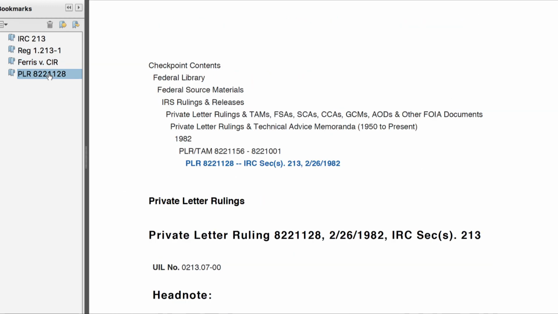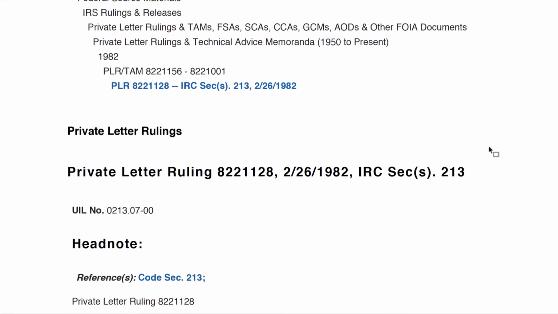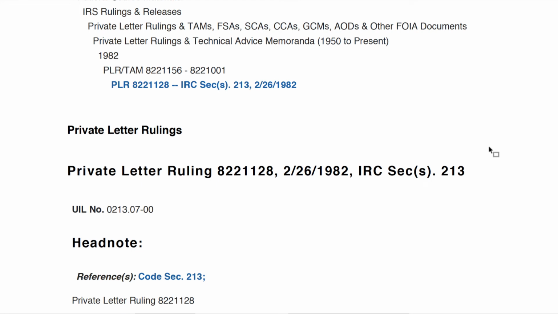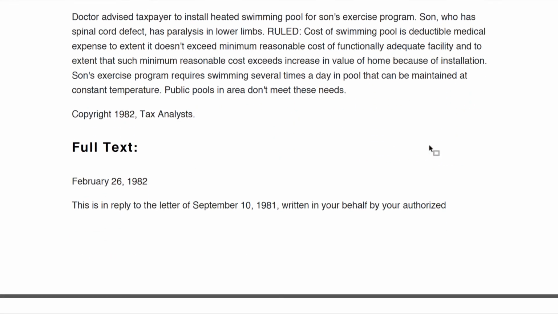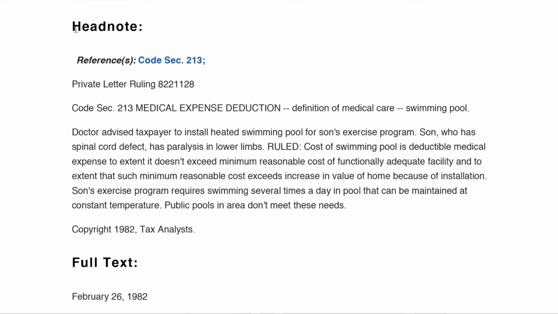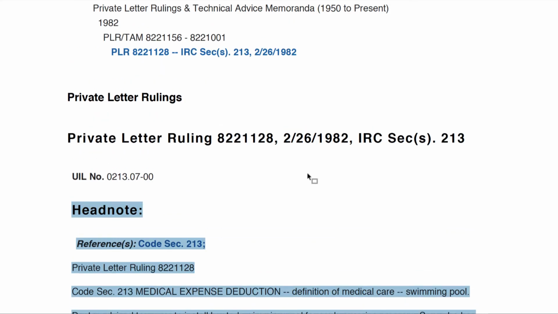Finally, I have a private letter ruling, which again ties to our situation, which is in the How to Write a Tax Memo video. So private letter rulings, which we saw were non-binding, they also give us, this is from the IRS, a little fact pattern. This headnote, again, is from Checkpoint. So this says Tax Analyst, which is another database. It's giving us a kind of a summary, so it's not the actual private letter ruling itself.